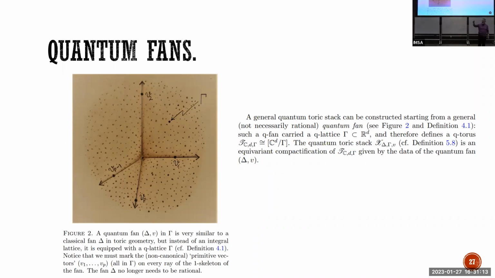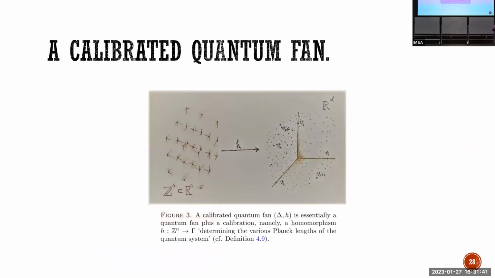You need at least one mark point to have a Planck scale, because in the past you could take the primitive choice. Now there's no such thing. You have to decide. This is for the quantum field, talking about a Planck scale. But mathematically, it is just choosing a mark point at every ray. This is the way a quantum fan looks, and this is a calibrated quantum fan.